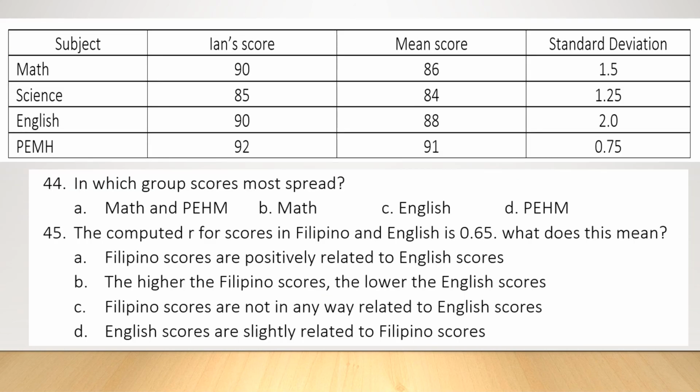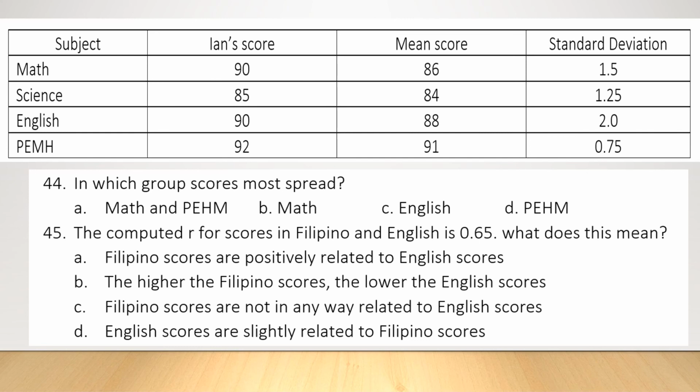Okay, continue. 44. In which group scores most spread? So, spread naman po. Atong tan-awon ang ikaupat na column kay, di ba, standard deviation is one measure of variation. Kung mas taas ang SD niya, mas spread siya. So, among the 4 subjects, asa man diha ang may pinakataas og SD? Of course, the English. So, English is the correct answer for number 44, letter C.